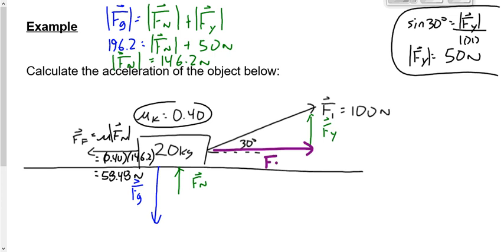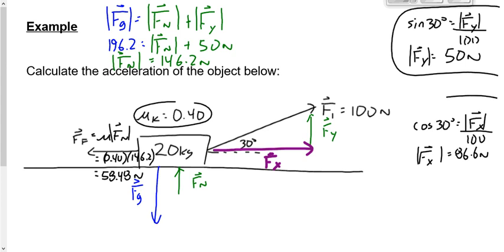Okay, now let's find the x component of this. Let's say cosine 30 degrees is equal to the x component over 100. The x component is going to end up being 86.6 newtons. Right, Luke? 86.6 for the x component. Yeah, so now let's write that in.